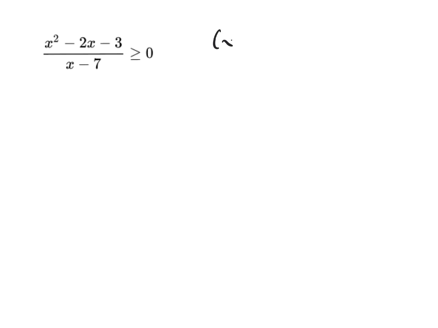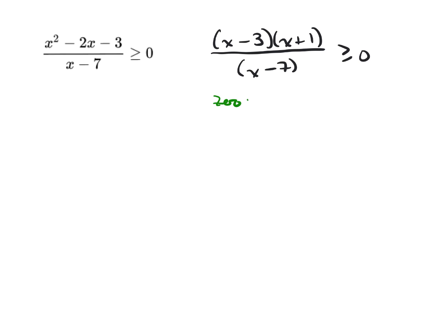So what I'm going to do is I'm going to factor the top, because obviously I want to know what makes the top and bottom 0. So I obviously kind of have to have it in factored form. And this one's a pretty easy one because it's 2 numbers that multiply to -3, add to -2: -3, +1. Nothing tricky there. So my zeros, what makes the top 0, my zeros are going to be 3 and -1. And then my excluded values, what makes the bottom 0, is going to be 7.